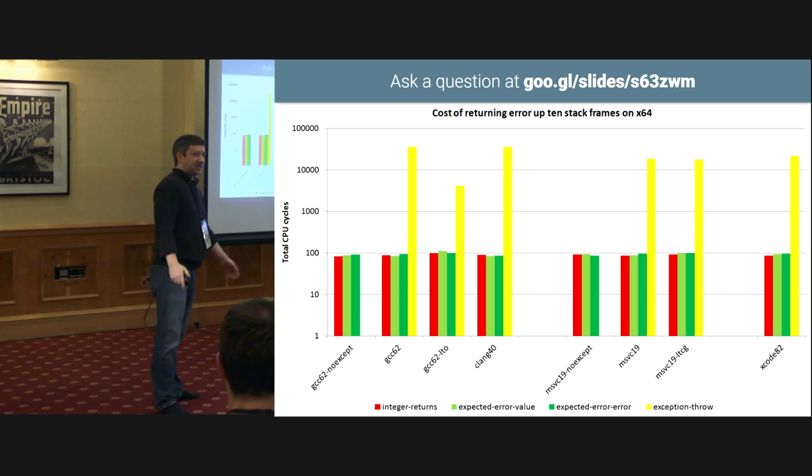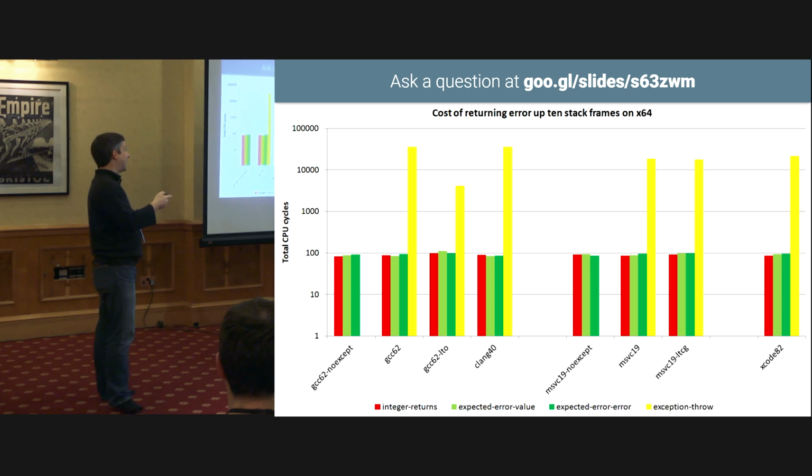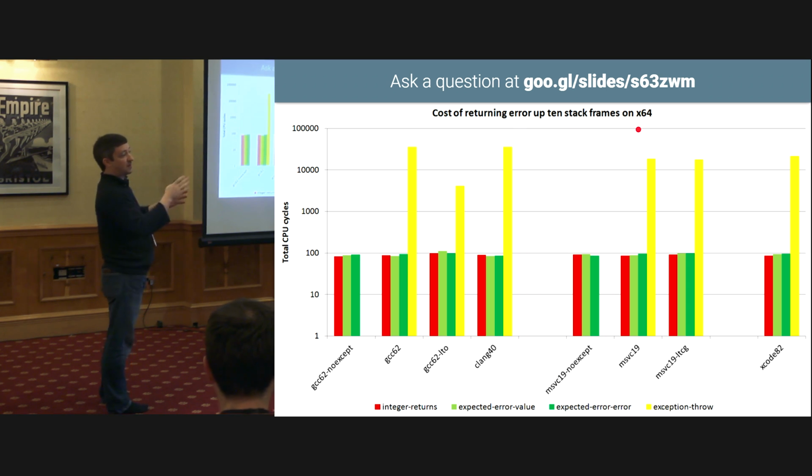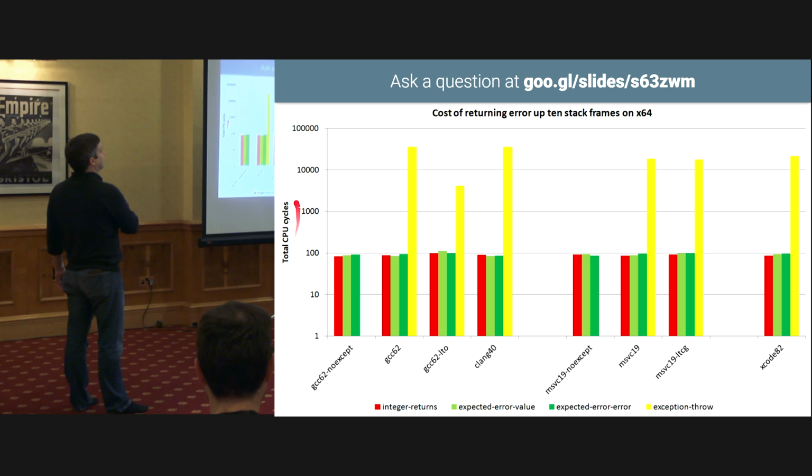So this is one of the troubles with these really tiny slides. I couldn't readjust the graph to cope with this really long room with this really tiny screen, so I'm going to read out to you what this tiny little text says. Up at the top, it says cost of returning error up 10 stack frames on x64. So you've got 10 stack frames, and this is what it takes to return up each of those 10. Over here is total CPU cycles.